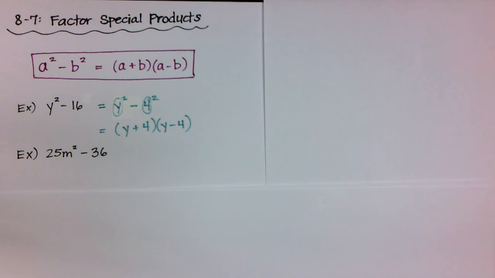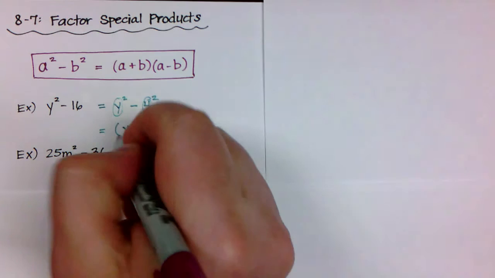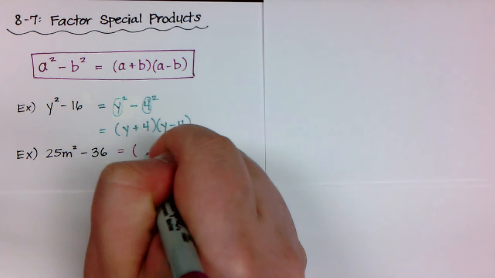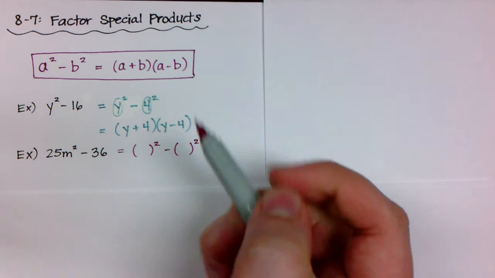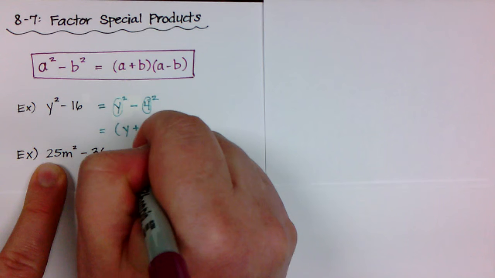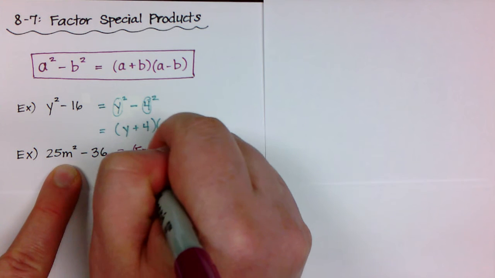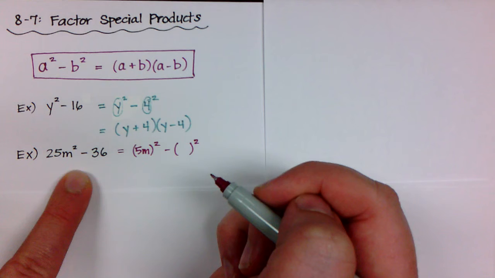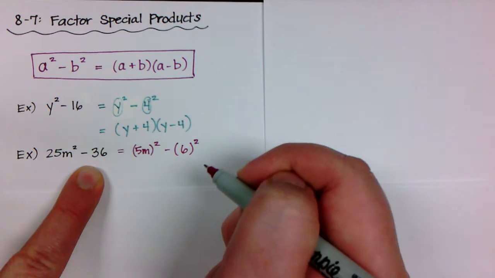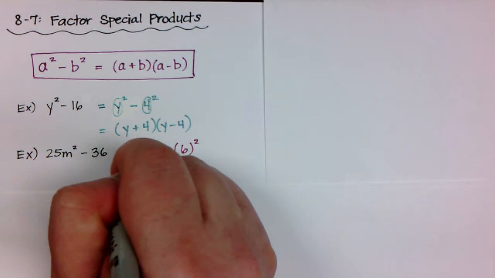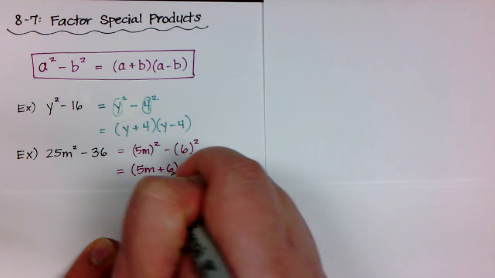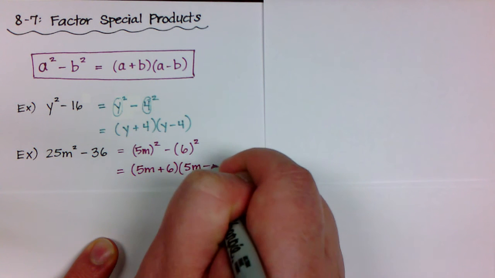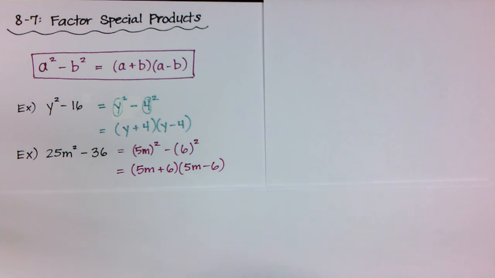It says 25m squared minus 36. So this time, I'm trying to think what is being squared in the beginning minus what is being squared at the end. If I square 5, I'm going to get 25, and if I square m, I'll get m squared, so 25m squared. Minus, that's just the number 6 being squared. So I can put this together by following the rule at the top: (5m plus 6) times (5m minus 6). And that would be my answer. Sweet. Let's do one more.